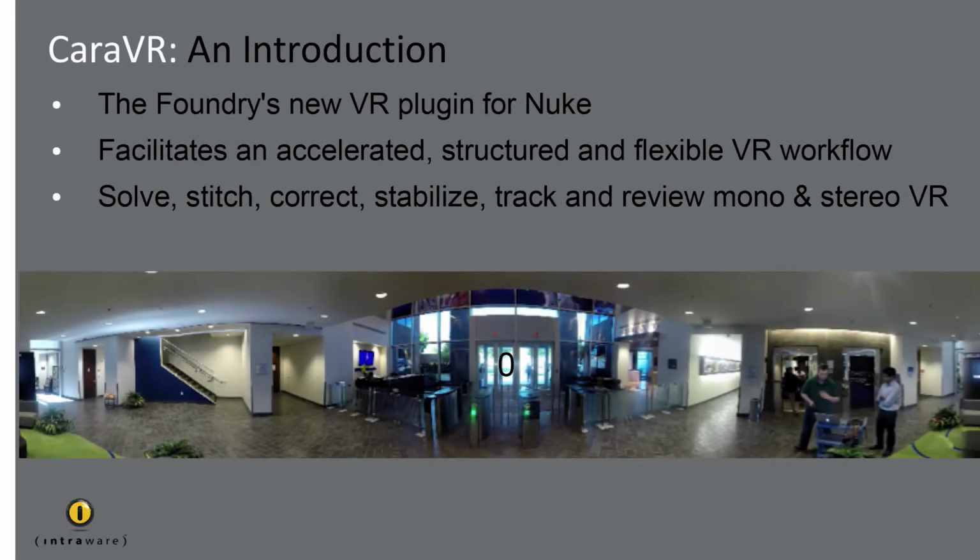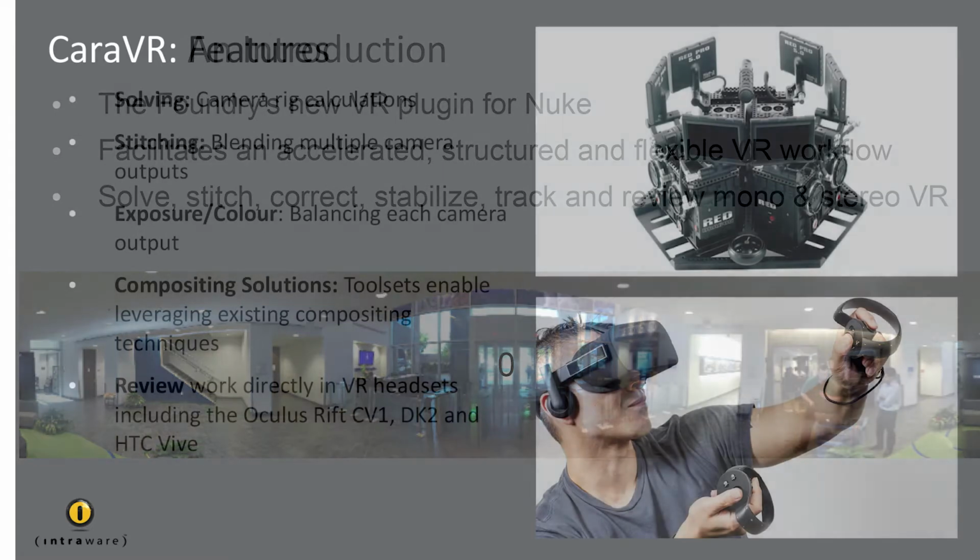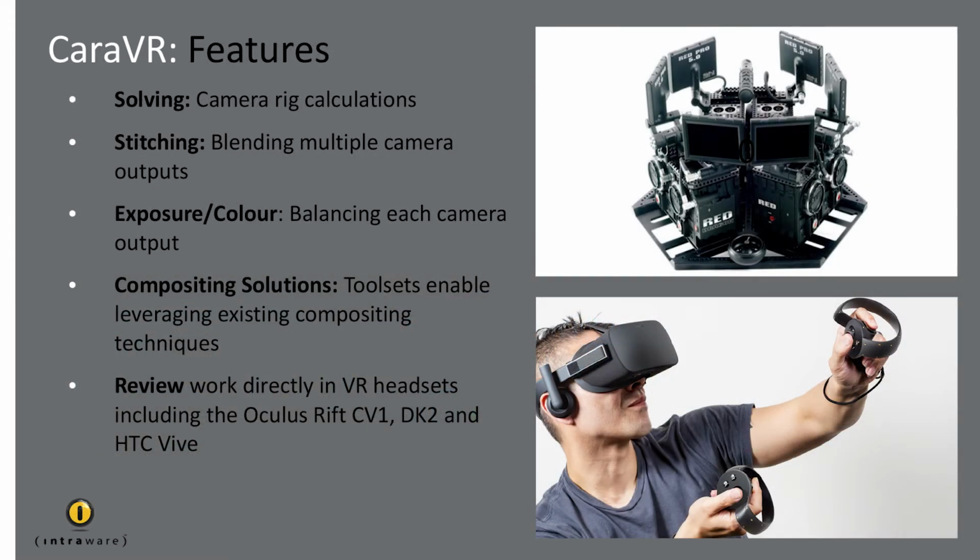Introducing CaraVR. This is a brand new plugin for Nuke from the Foundry for post-production of VR content. It's designed to assist and accelerate the solving, stitching, correction, stabilizing, tracking, and compositing in 360 space in both mono and stereo. CaraVR's flexible set of tools were developed to address the specific needs, complexity, and problematic nature of working with VR, and it empowers compositors to tackle these new challenges to create high-quality results.